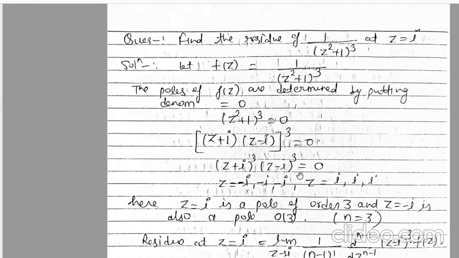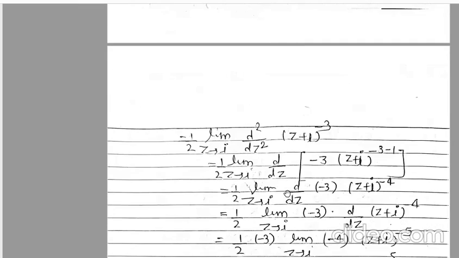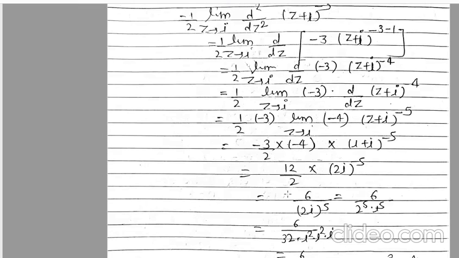another residue, another pole, z is equal to minus iota. So this is your exercise. You will find your residue at z is equal to minus I.